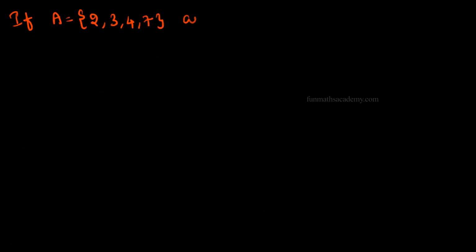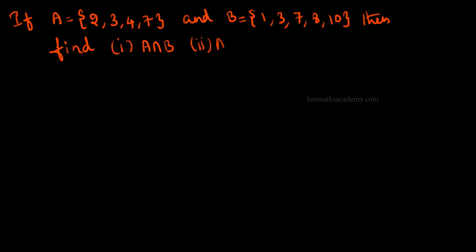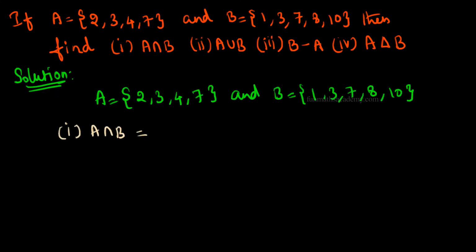For better understanding, consider this example of set A and set B. We are going to find A intersection B, A union B, B minus A, and A delta B. Now let's find A intersection B. Since A intersection B contains only common elements of sets A and B, let us compare each element of A with set B. Element 2 of A is not in B, element 3 is common, element 4 is not in B, and element 7 is common. Therefore, A intersection B will be equal to the set of elements 3 and 7.